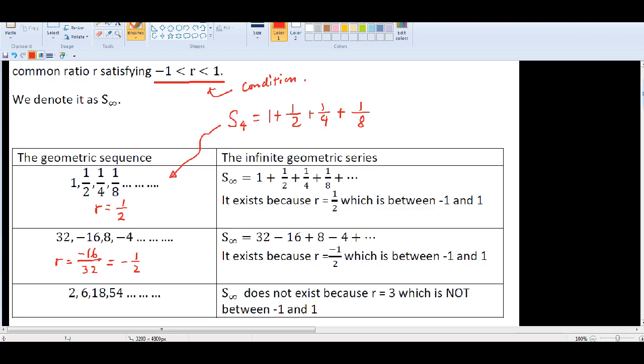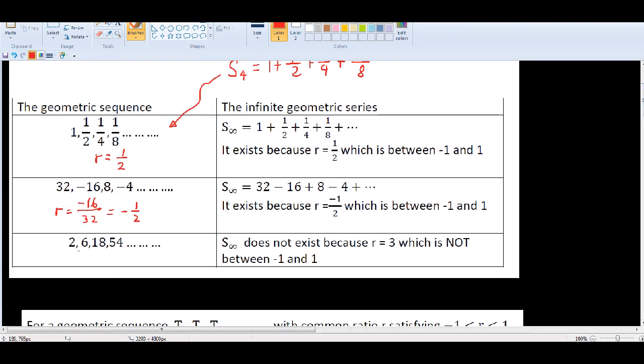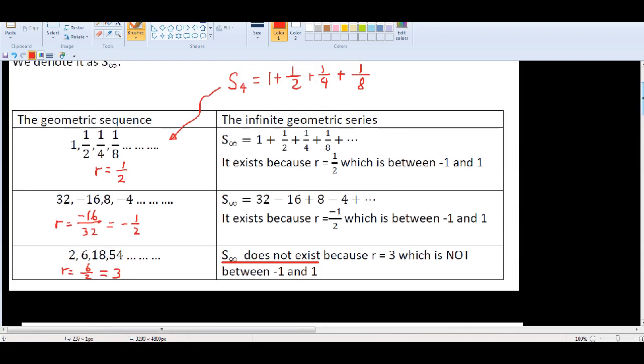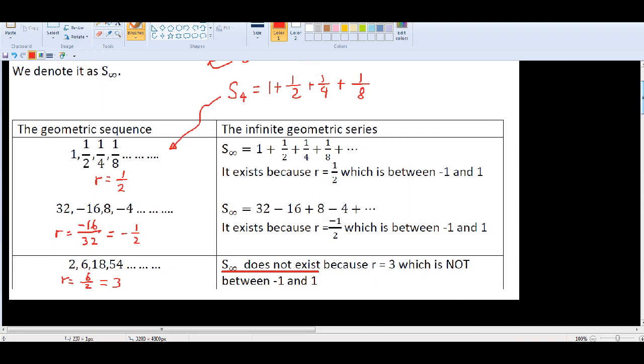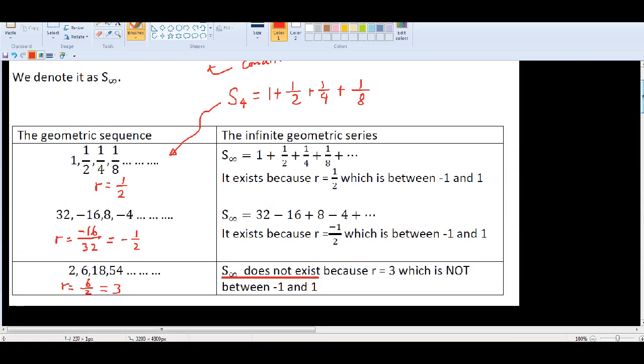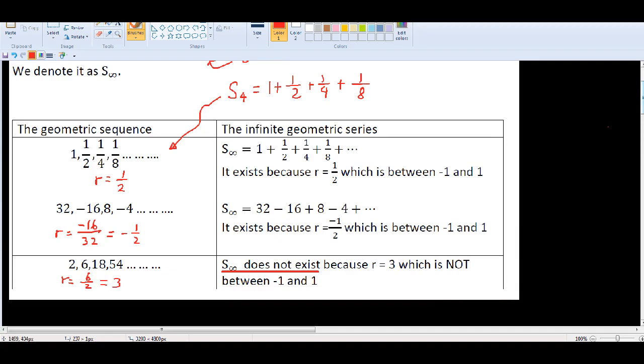For the last one, 2, 6, 18, 54, the common ratio r is 6 over 2, which is 3. That means the common ratio is now greater than 1. It's no longer between -1 and 1. So we say the infinite series S infinity does not exist. You can't even write it. That's the basic idea. The problem is, how can we find such a sum? Because there's no end, we don't know the ending.